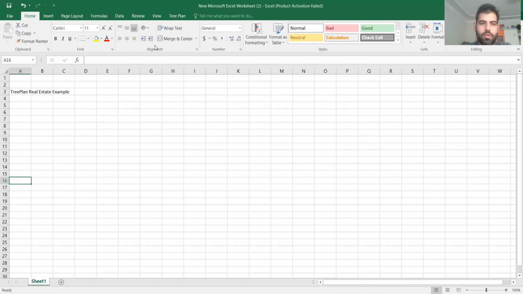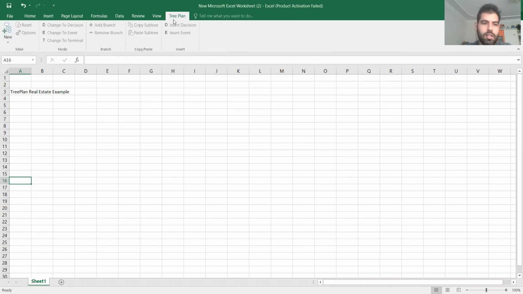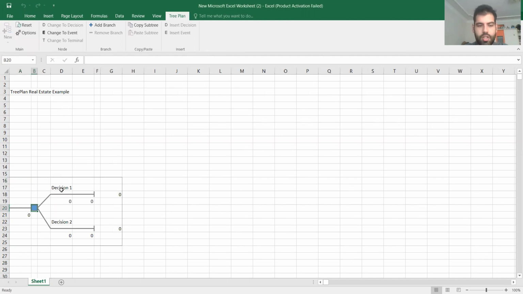So we're starting by adding a tree plan in our Excel table. We're adding a new one. We have two branches, because one is purchasing an apartment and the other one is buying land. So I will write that there: purchase apartment, and the other one is buy land.